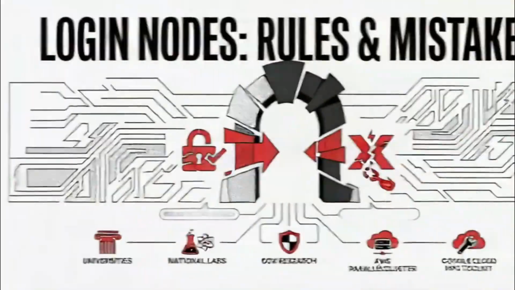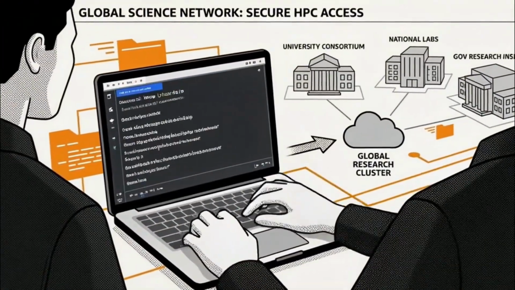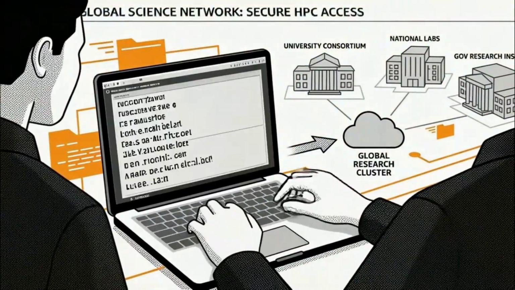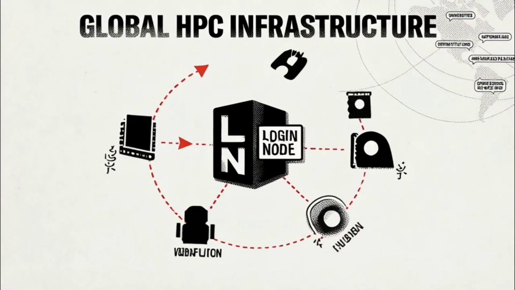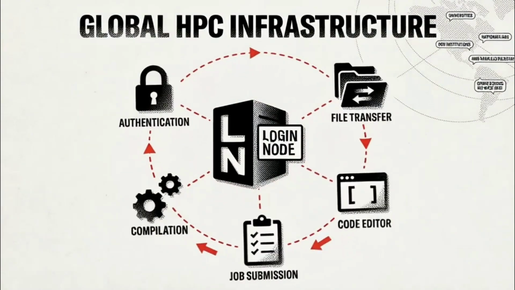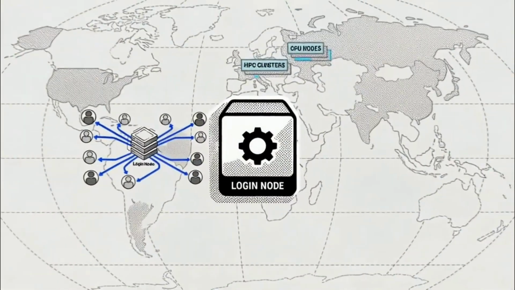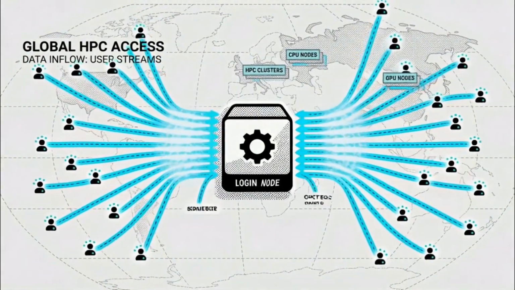Login nodes: what they are, rules, and the common mistake. The login node is the entry point to an HPC cluster. When you connect to a cluster using SSH from your laptop or workstation, you land on the login node. This is the machine that handles user authentication, file transfers, source code editing, compilation, and job submission to the scheduler. The login node is a shared resource. It is used simultaneously by every user currently connected to the cluster.